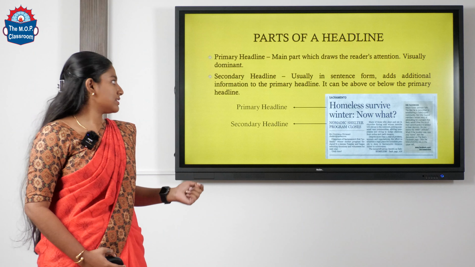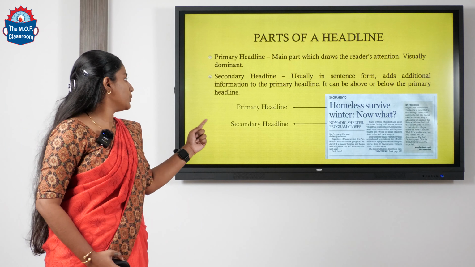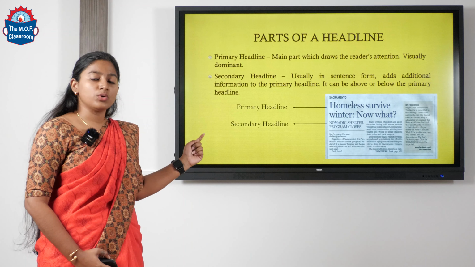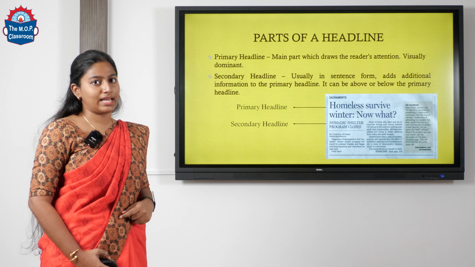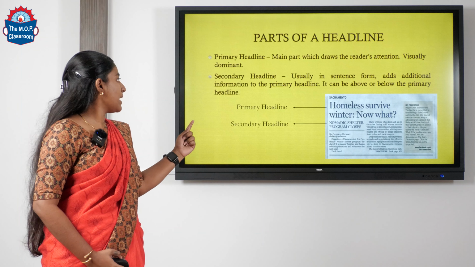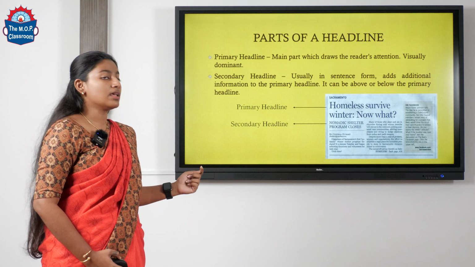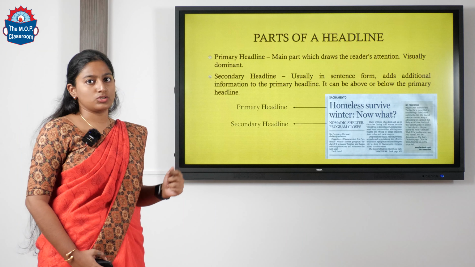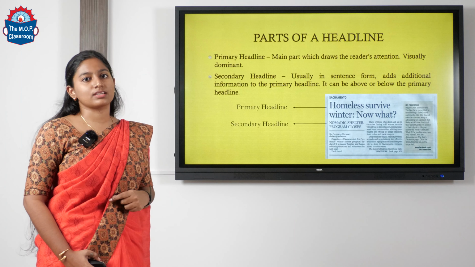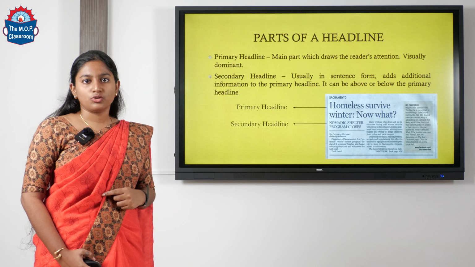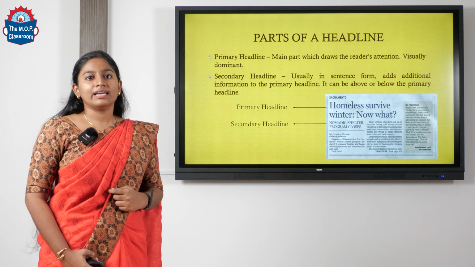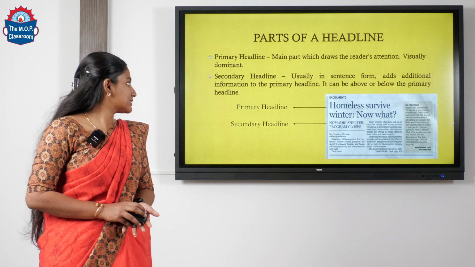Here we have an example: homeless survive winter. As you can see, that is visually dominant, therefore it is a primary headline. Below it you have nomadic shelter program closes, which gives additional information to the primary headline, therefore it is considered as a secondary headline. Based on the placement of the secondary headline, headlines are of 4 different styles.